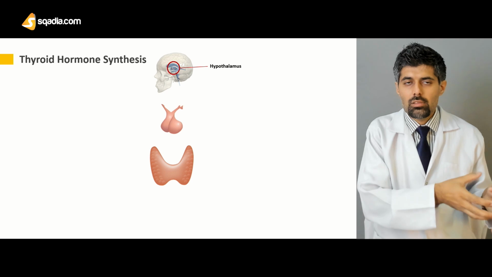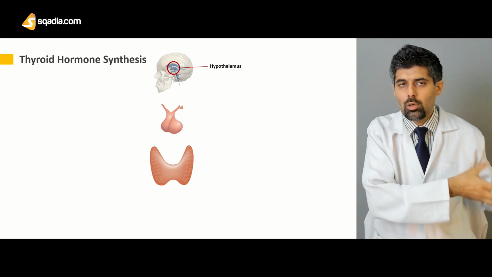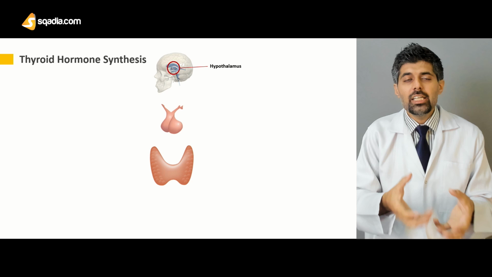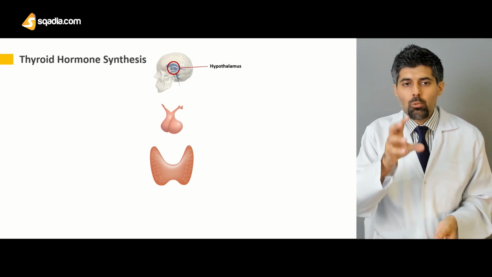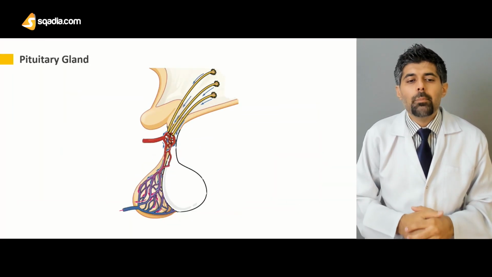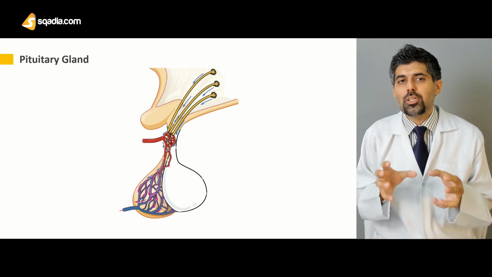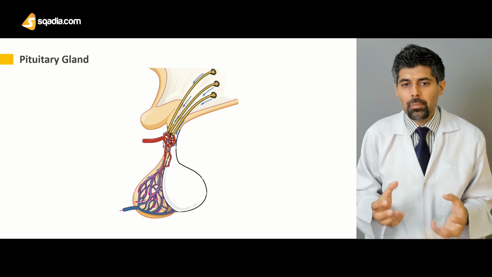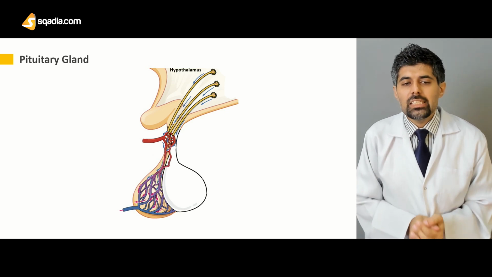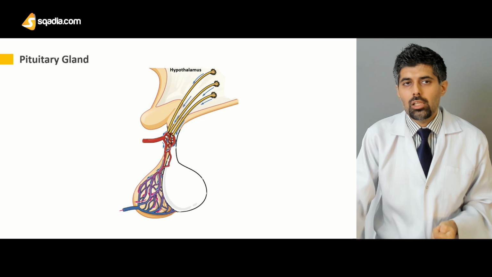gland of the brain, which lies in the sphenoid bone. And when we look at both the hypothalamus and the pituitary gland, we get a clearer picture of what is happening. As you can see, this is the hypothalamus.